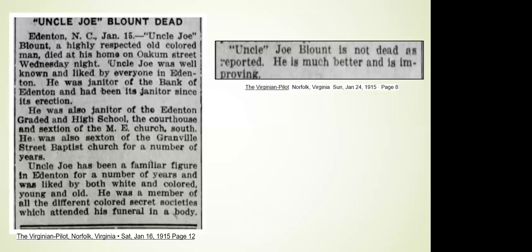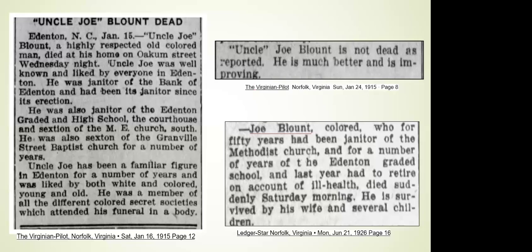And then finally, in 1926, when he actually did die, we get this from the Ledger Star in Norfolk, Virginia. Joe Blunt, colored, who for 50 years had been a janitor at the Methodist Church and for a number of years at the Edenton Graded School, and last year had to retire on account of ill health, died suddenly Saturday morning. He's survived by his wife, Victoria, and several children.